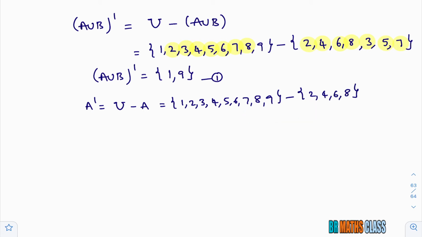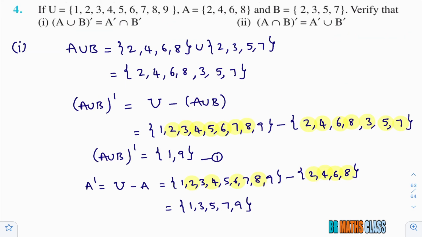First you identify the common elements. 2, 4, 6, 8 are the common elements. Other than common elements, what elements are remaining in the first set? That is the answer, right? So the answer is 1, 3, 5, 7, 9. So A dash is 1, 3, 5, 7, 9.